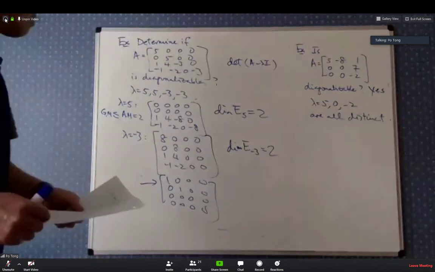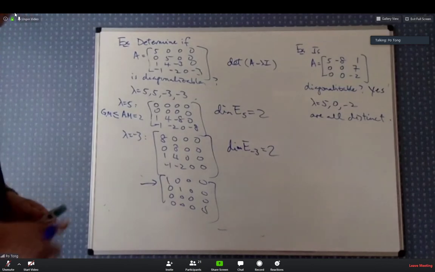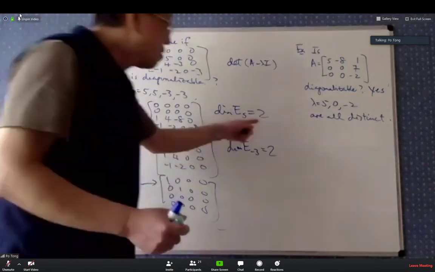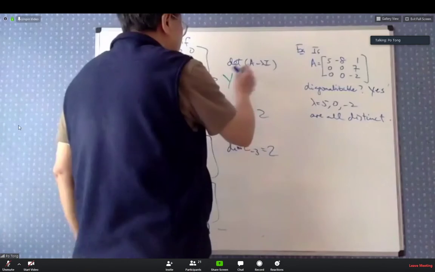Okay, so is it yes or no? The answer. Do we have enough eigenvectors? Yes. We have 2. 2 plus 2 is 4. Yes, we have enough.